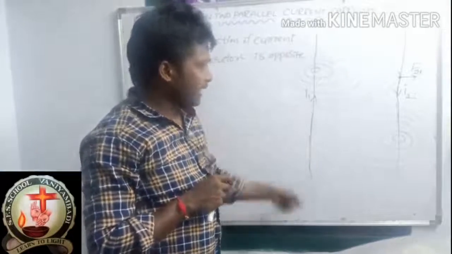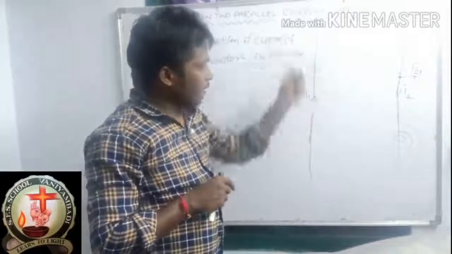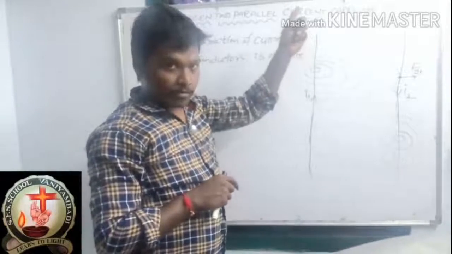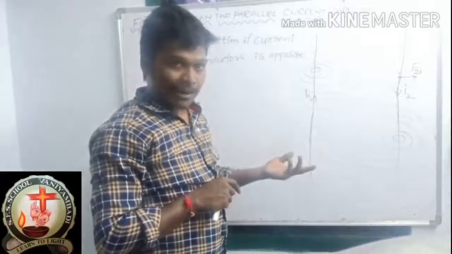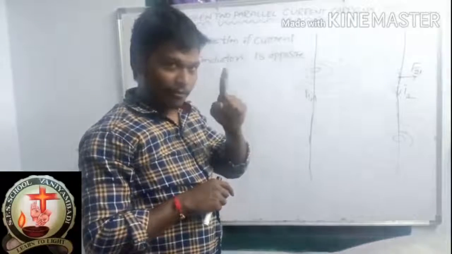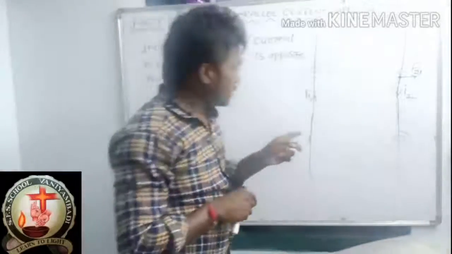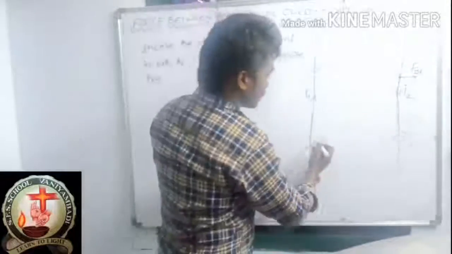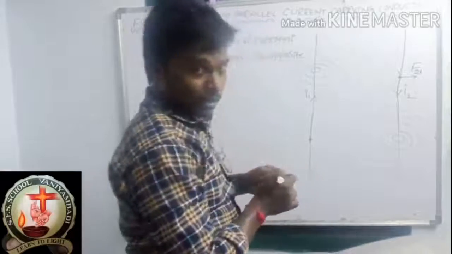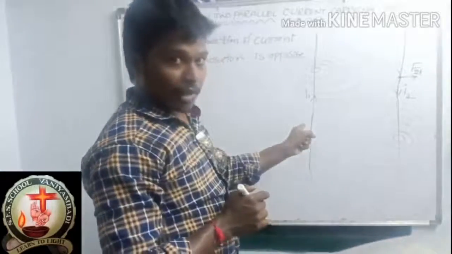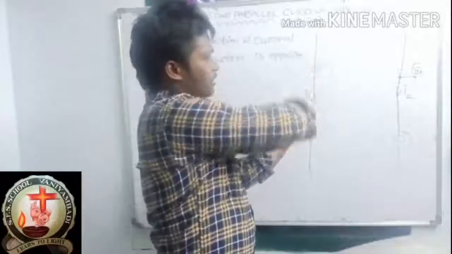What is the direction of current in this current carrying conductor? Upwards. So according to Fleming's left hand rule, you should apply the direction of magnetic field. This finger will indicate the direction of current, so you can place it. Magnetic field direction here is what? Inside. Direction of current is upwards.